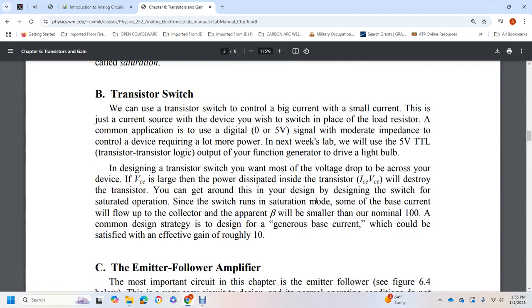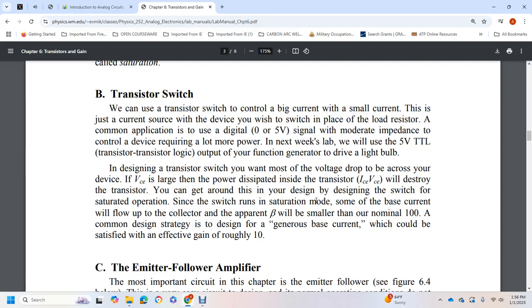Transistor switch. We can use the transistor switch to control a big current with a small current. This is the current source of the device you wish to switch, placed with a low resistor. A common application is a digital 0 to 5 volt signal with a moderate impedance controlling a device requiring a lot more power. And next week we will use a 5 volt TTL output from the function generator to drive a light bulb. Design the transistor switch with attention to the voltage drops across the device.